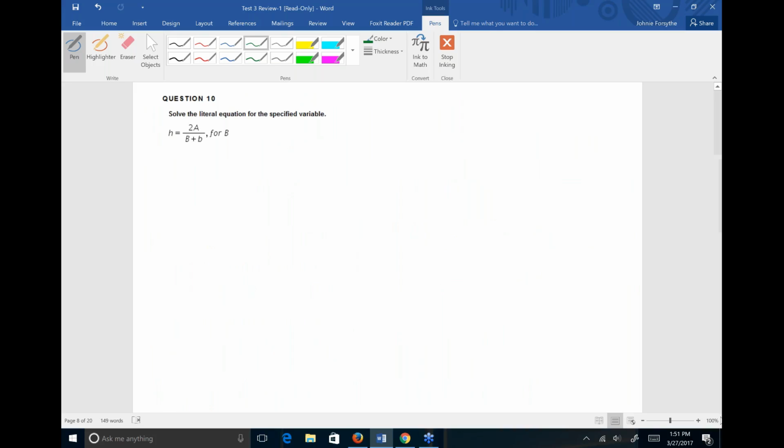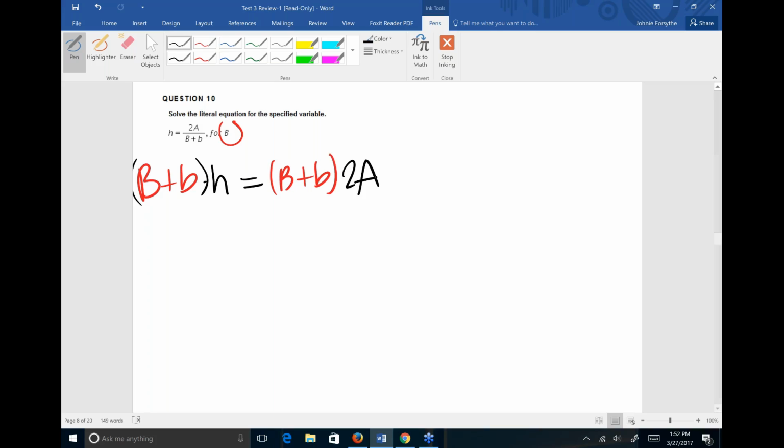Question 10, solve the literal equation for the specified variable. So h equals 2a divided by capital B plus small b. So let's see, and we're solving for b. All right, so first let's get this out of a rational expression. So let's multiply both sides by big B plus little b. So big B plus little b times h equals big B plus little b times 2a.